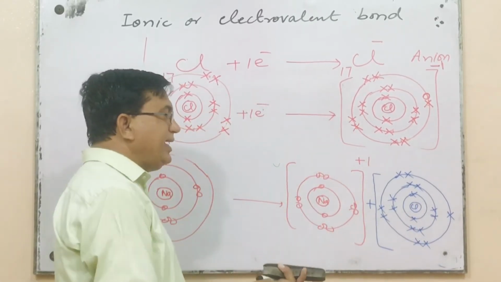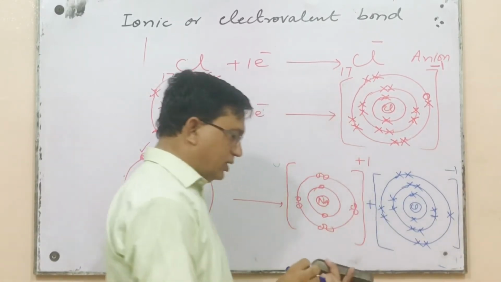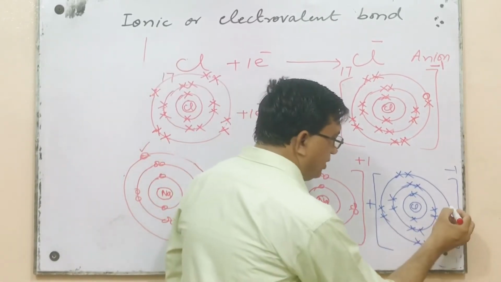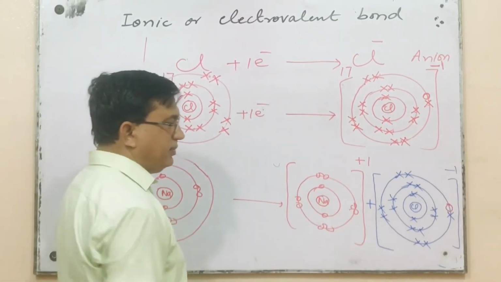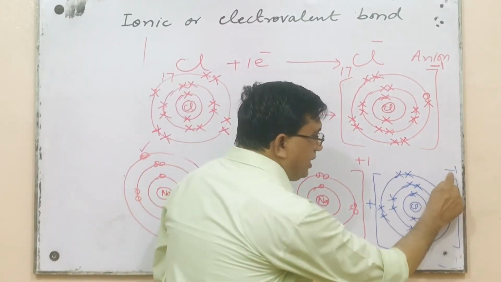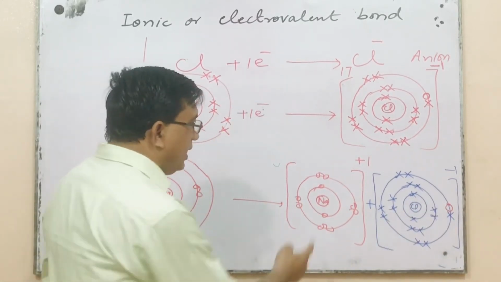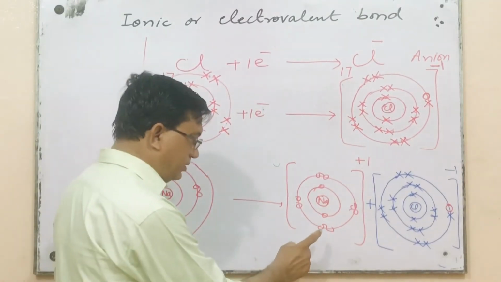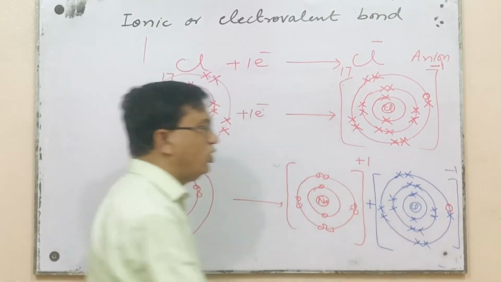But one electron is represented by this dot for the electron which is coming from the sodium atom. So now this -1 represents the gain of one additional electron, and this +1 represents the loss of one electron from the last shell of an atom. The loss of electron takes place from a metal atom, and the gain of electron takes place in a non-metal atom.